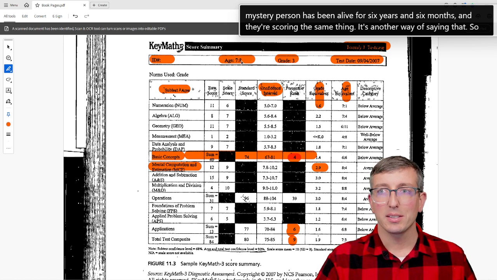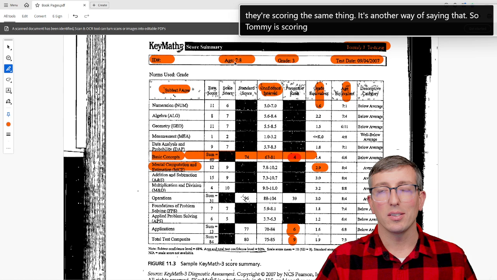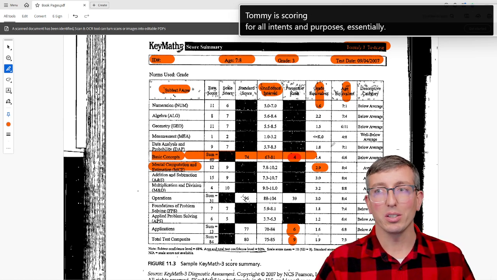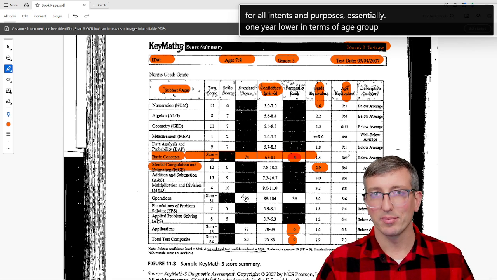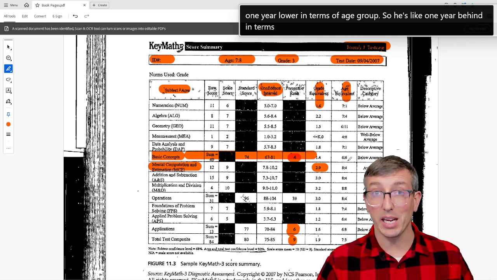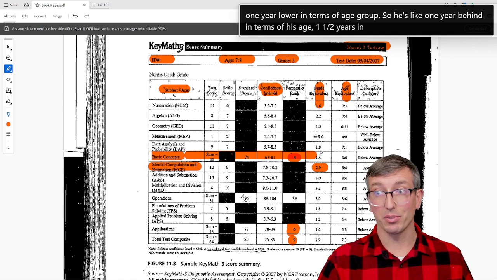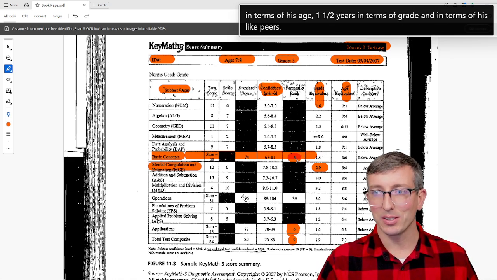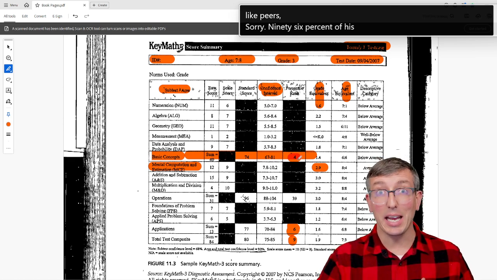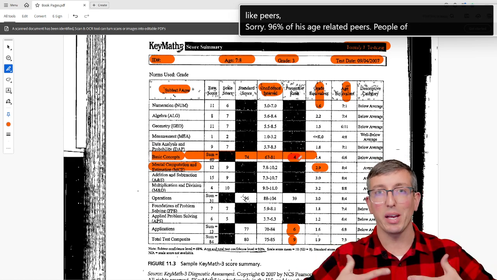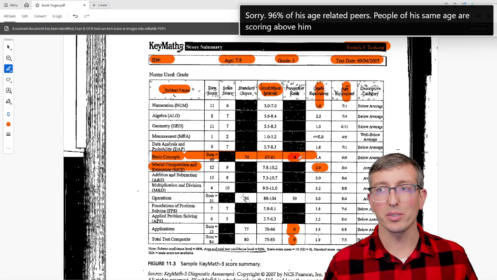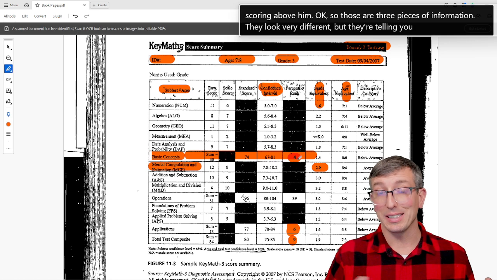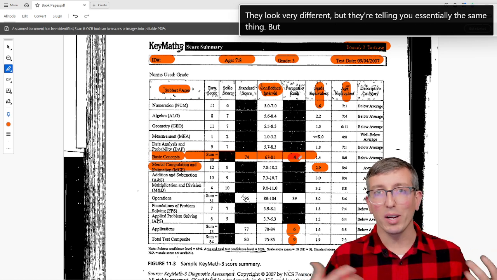So Tommy is scoring, for all intents and purposes, essentially 1 year lower in terms of age group. Okay, so he's like 1 year behind in terms of his age, 1.5 years in terms of grade, and in terms of his peers, 96% of his age-related peers, people of his same age, are scoring above him. Okay, so those are 3 pieces of information. They look very different, but they're telling you essentially the same thing. But some are more helpful than others.